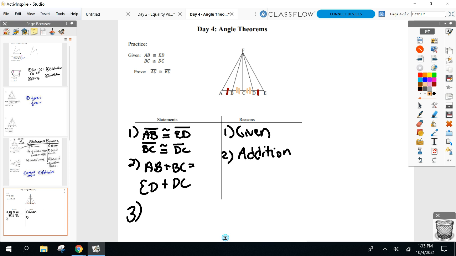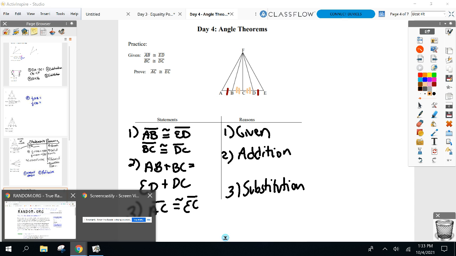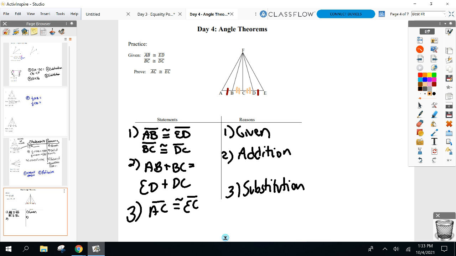Now I say AB plus BC is the same as AC, congruent to EC. Do not set them equal. A couple of you guys are setting them equal to whatever the longer segment is. Set them equal to each other, then substitute in at the end. Okay, questions on that one? Questions? All good? Okay, let's move it on then.